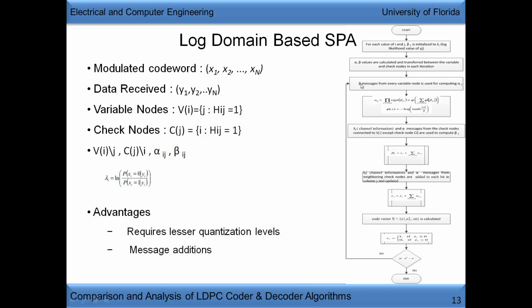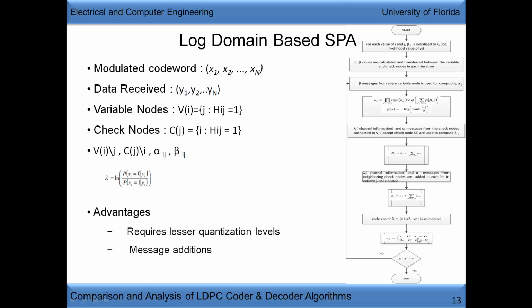So as I was explaining, beta messages from every variable node are used to compute alpha ij, and alpha ij is calculated using this formula here. The channel information and alpha messages can be used to compute the beta ij. The beta ij value is calculated using this equation here. The channel information and alpha messages from neighboring check nodes are added to each bit in the column j and are updated using this formula of zj. The estimated code vector, which is represented by x bits, is calculated from the updated vector by this updation here. So xi can either take the value of 1 or 0 based on the value of z.